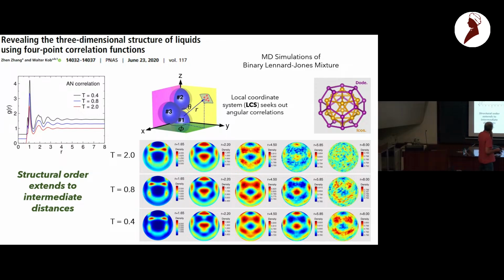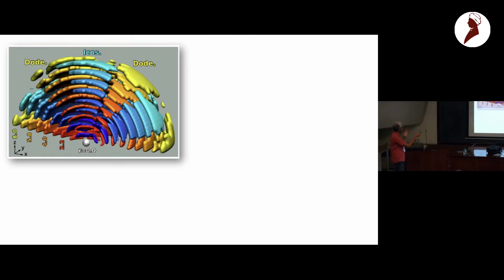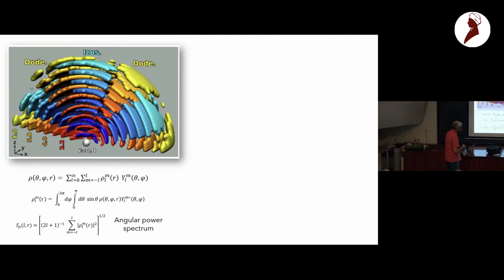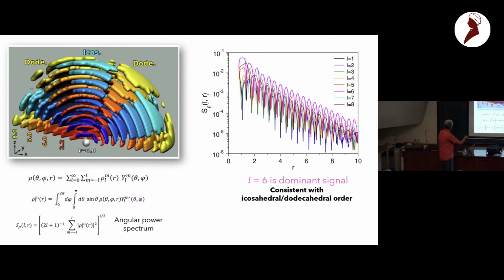All right? And once I have these density maps, this is a more beautiful rendering of it. So you're seeing the central particle go all the way out, and the colors are basically the icosahedral dodecahedral structure. And once I have these density maps, I can basically decompose them into spherical harmonics, find the dominant L values, all right?